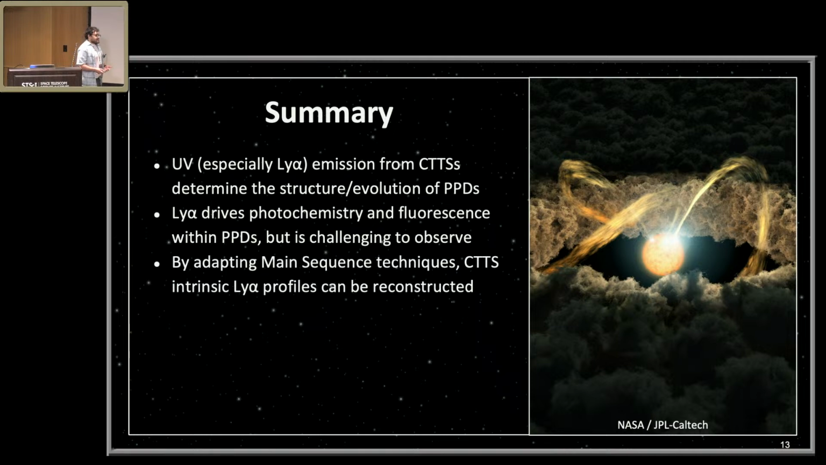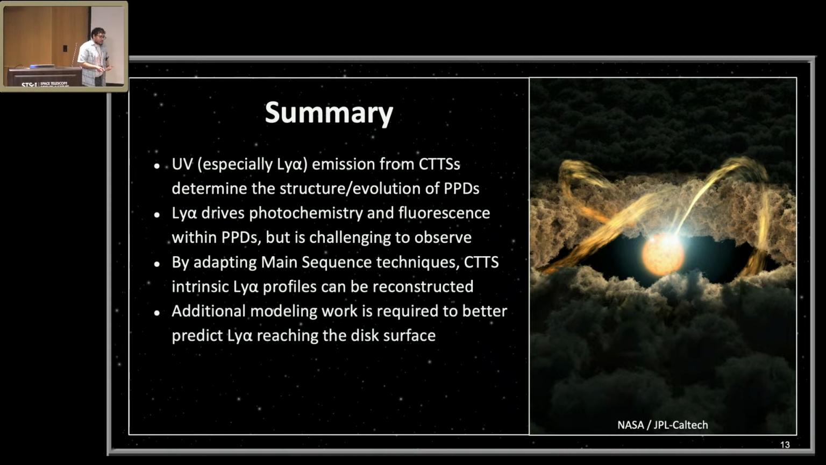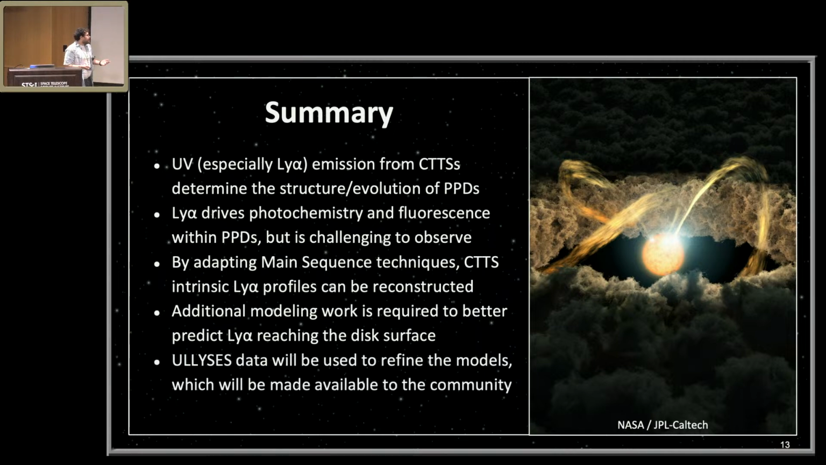And by adapting these main sequence stellar reconstruction techniques onto the T-Tauri star parameter space, we can reconstruct well enough the Lyman alpha profiles of these T-Tauri stars close to the surfaces of the stars. Additional modeling work is needed to further predict what the disks are actually seeing from the Lyman alpha profiles.